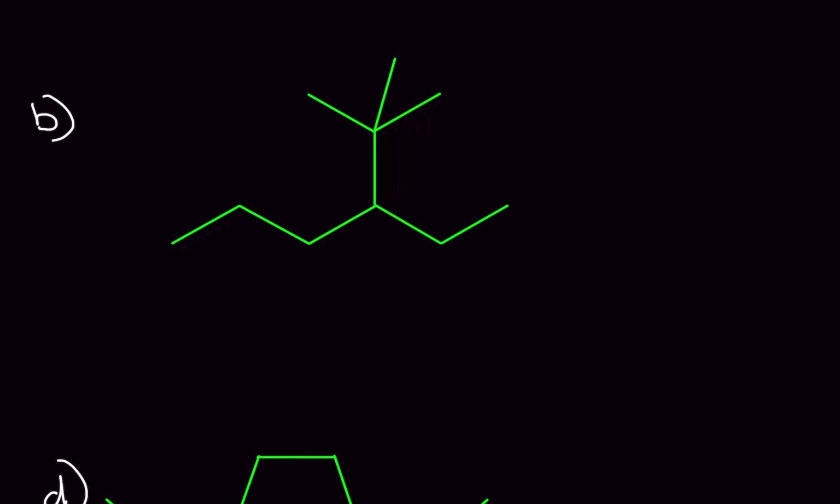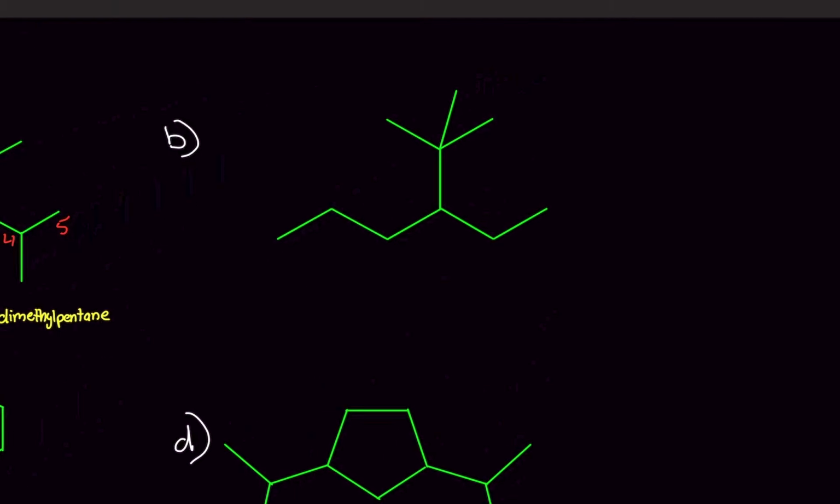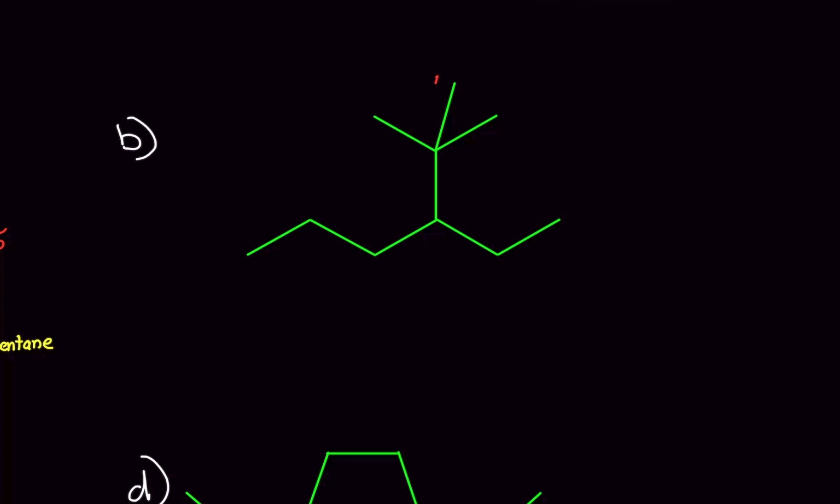Okay, this one. Let me make sure, 1, 2, 3, 4, 5, 6. This one is going to be 1, 2, 3, 4, 5, 6. This is the longest parent chain, and we're making sure that the methyl groups here are on the lowest number carbon, which is 2. So the answer is not this. If you were to number this 1, 2, 3, 4, 5, 6, this is wrong because the methyl groups will be on carbon number 5. That's too high. We need to make it as low as possible.